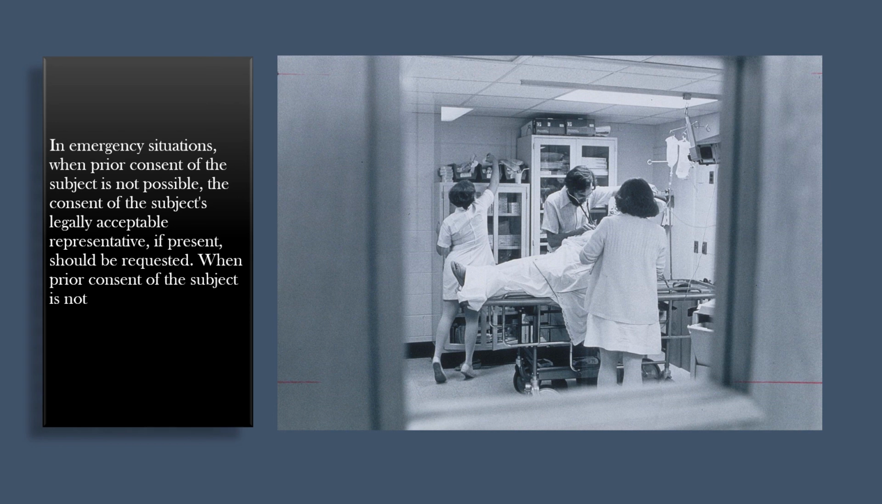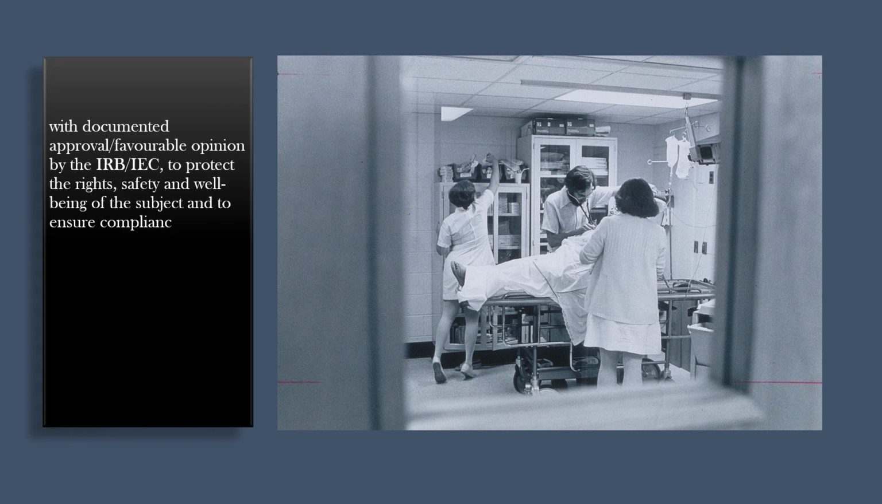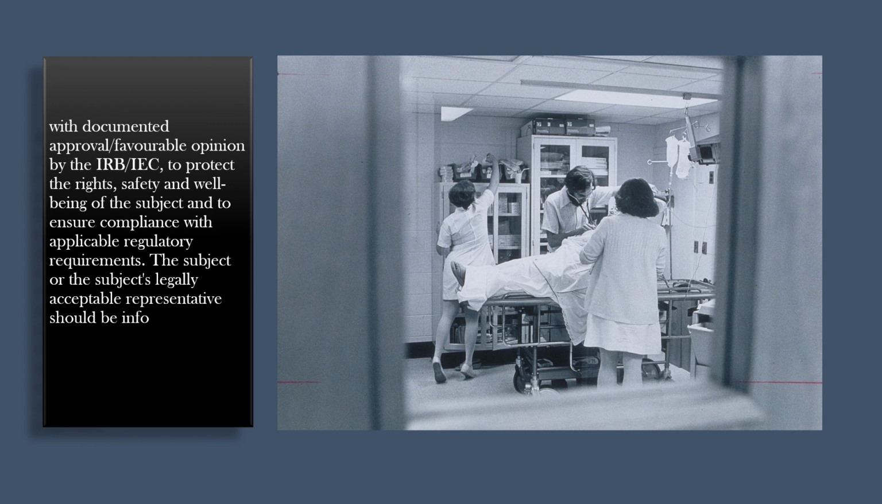When prior consent of the subject is not possible, and the subject's legally acceptable representative is not available, enrollment of the subject should require measures described in the protocol and/or elsewhere, with documented approval/favorable opinion by the IRB, IEC, to protect the rights, safety and well-being of the subject, and to ensure compliance with applicable regulatory requirements. The subject or the subject's legally acceptable representative should be informed about the trial as soon as possible, and consent to continue and other consent as appropriate should be requested.